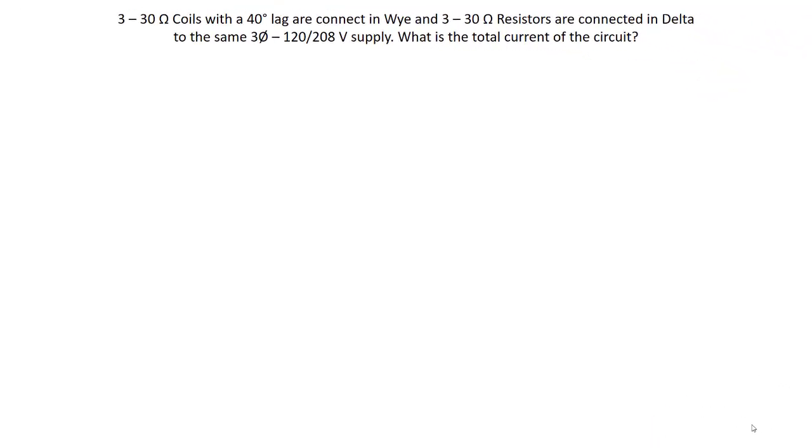Okay, we're going to do a sample Y delta question here. This type of question has two loads on the same circuit. The first load is 3 coils, so 3 30 ohm coils. And those coils have a 40-degree lag, so they're at a 40-degree lag, and they're connected in Y.